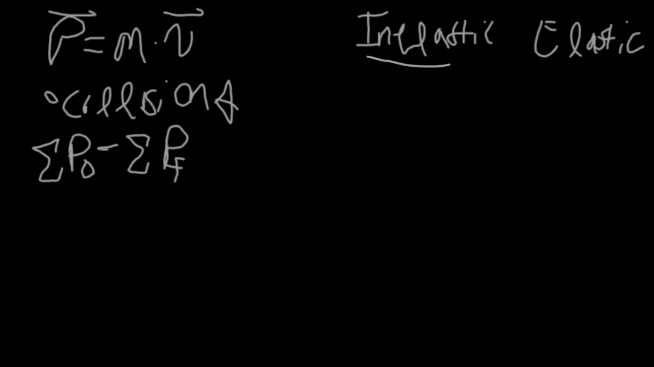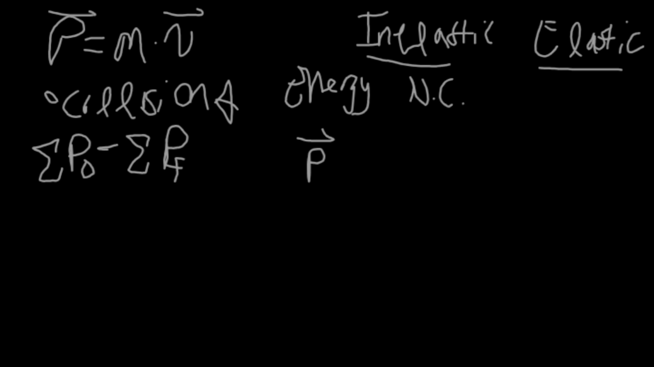And the reason we don't use energy is because there are two types of collisions you need to know about. That is inelastic and elastic. So we've got energy and we've got momentum, and I'm just going to denote that as the vector P. In an inelastic collision, energy is not conserved. In an elastic collision, energy is conserved, and momentum is conserved in both of these within that system.